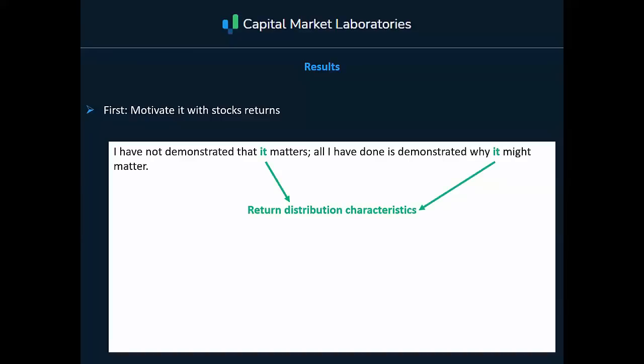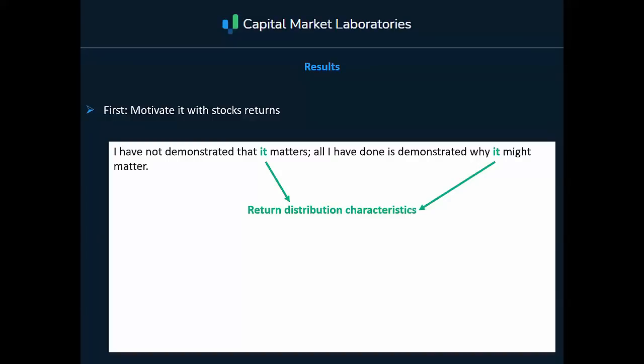And when I talk about it, I mean return distribution characteristics. Remember at the beginning of the webinar, I said I'm going to talk about return distribution characteristics, and that might sound like Greek to you. Well, now you know what I'm talking about. I'm talking about the fatness of the tails. We can call it kurtosis. And I'm talking about the asymmetry in the return distribution, or skew, if you like.